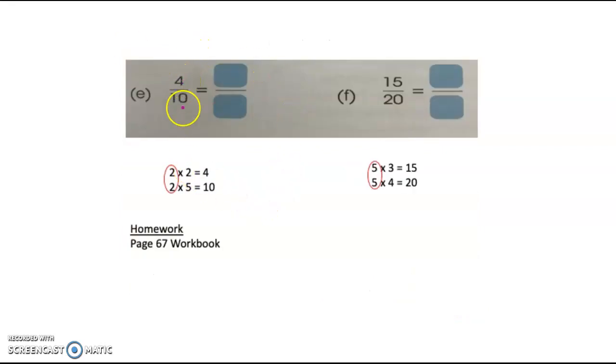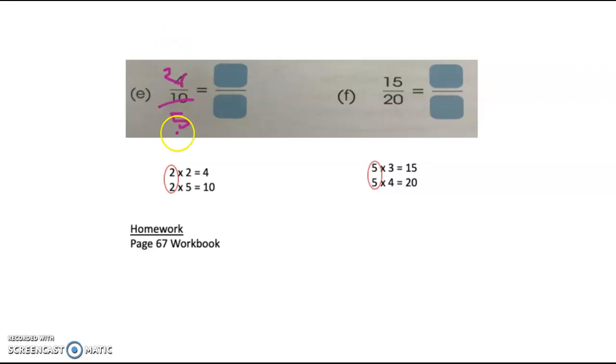Okay, next one. This one, 4 and 10. Is 10 a multiple of 4? No. 4 times 2 is 8. 4 times 3 is 12. So no. But both of them are multiples of 2. Right. 2 times 2 I get 4. 2 times 5 I get 10. So both of them are multiples of 2. So I can cut this one and write here 2, and cut this one and write here 5.